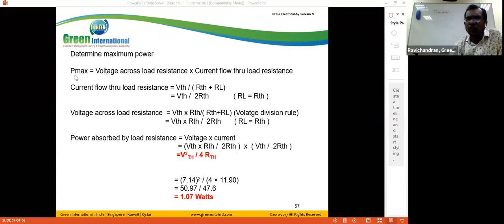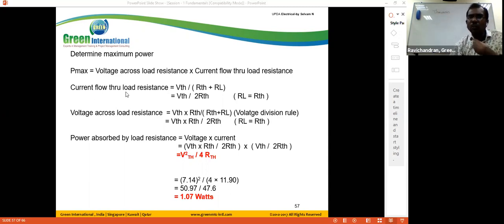So our objective is to find the maximum power. What is the formula for power? Power is equal to voltage into current, so P = V into I. Here, our objective is to find the power in the load resistance, so voltage across the load resistance into current flowing through the load resistance.